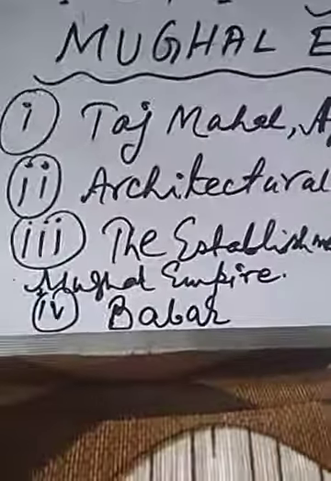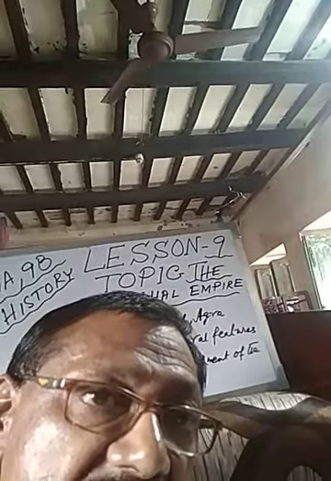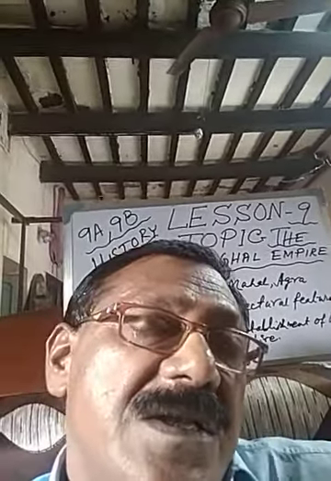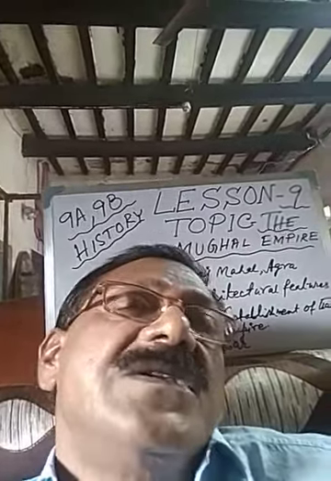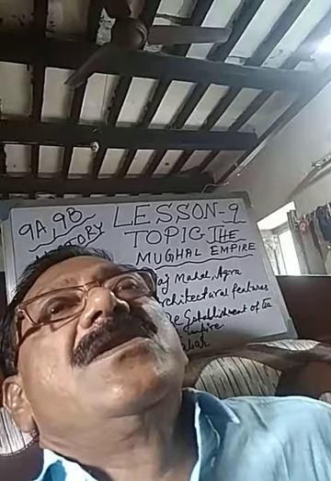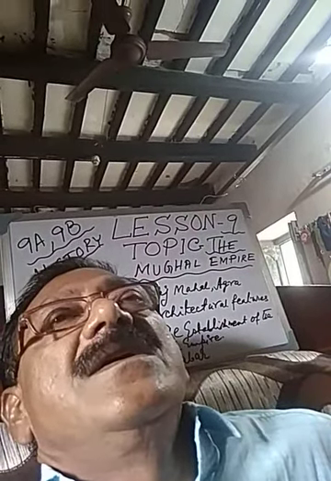And next point, the establishment of the Mughal Empire. You know, the Mughal Empire was established by Babur, Zahiruddin Muhammad Babur. Zahiruddin Muhammad Babur is the founder ruler of the Mughal dynasty. Zahiruddin Muhammad Babur was actually a ruler of Fargona in Afghanistan.